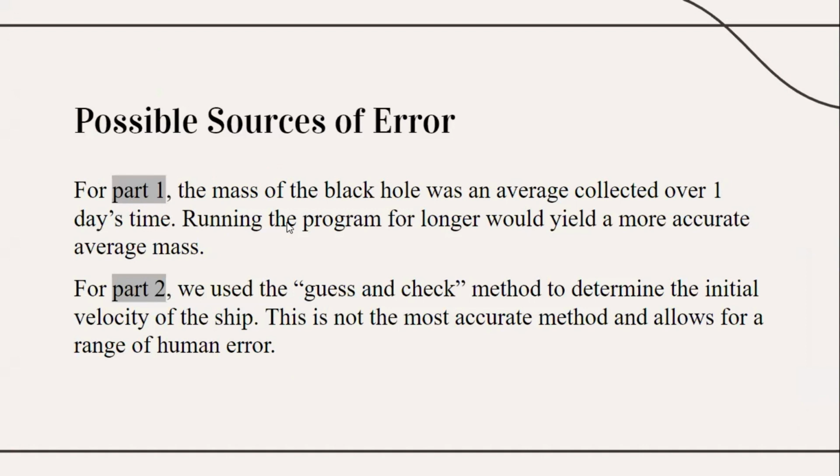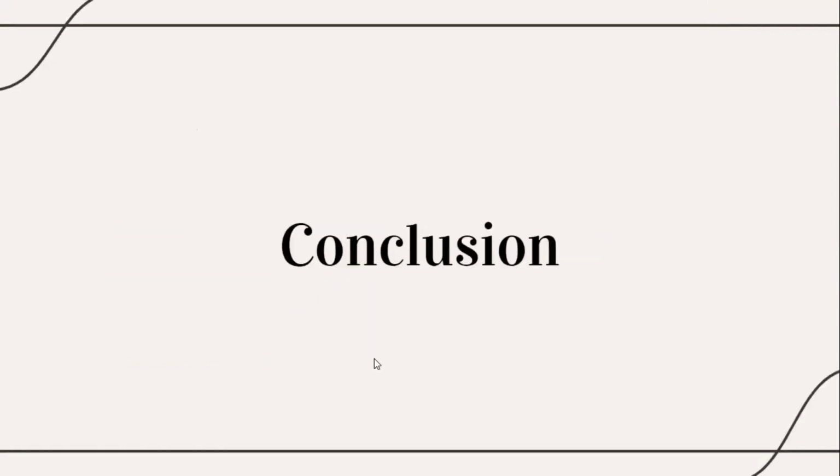Possible sources of error included that the mass of the black hole was averaged and not a constant value. Running this for a longer time would increase accuracy since it would yield a more accurate average. In part 2, we use guess and check to find an approximate initial velocity of the ship. This leads to a large range of human error.